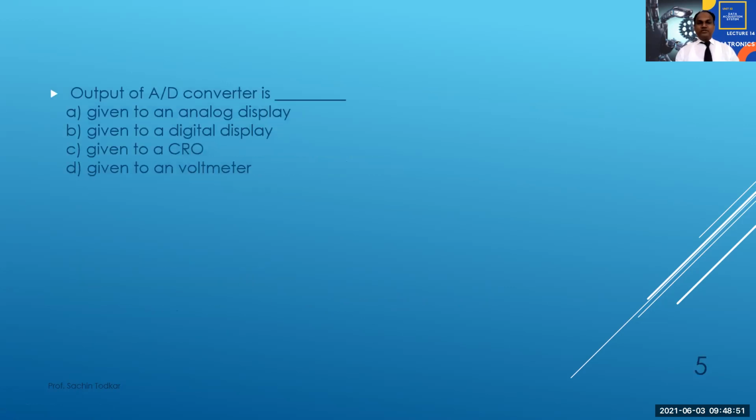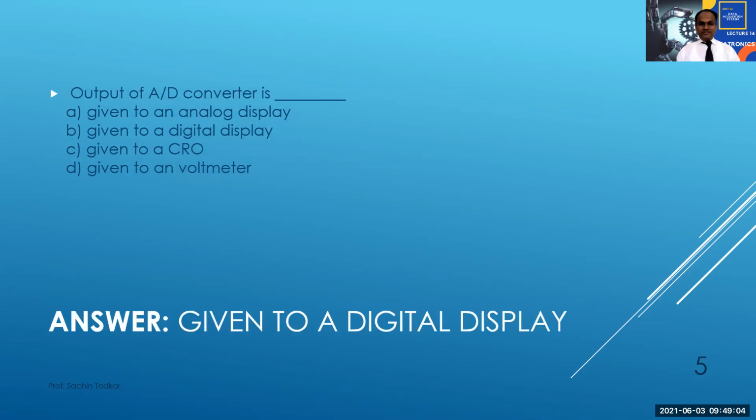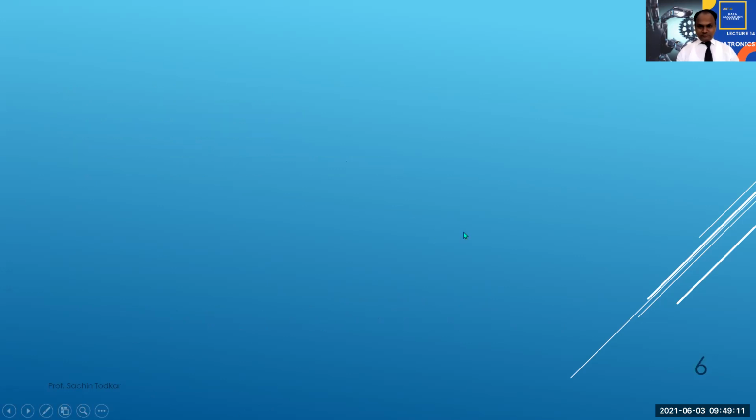The output of an analog to digital converter is given to an analog display, a digital display, a CRO monitor, or a voltmeter. So it is given to a digital display, because the output will be digital, so it will be given to a digital display.